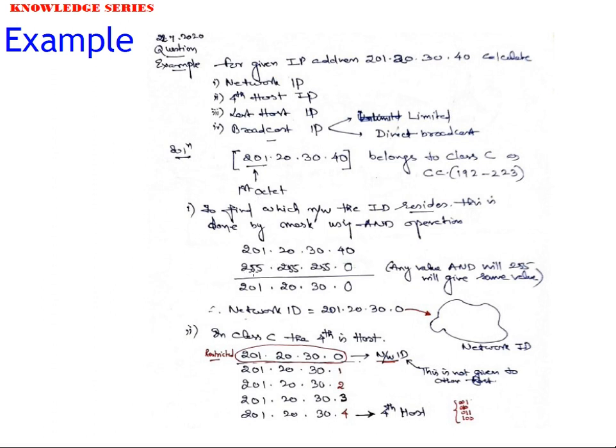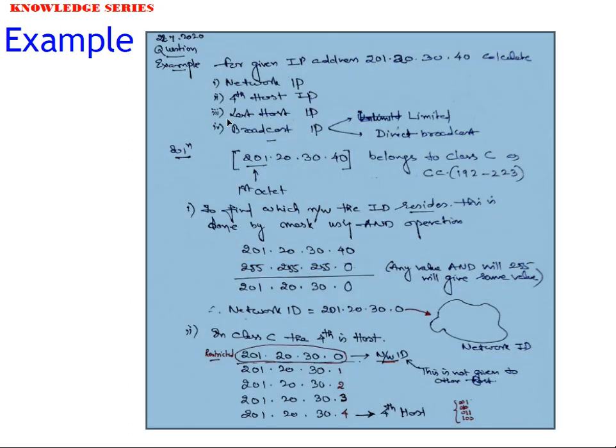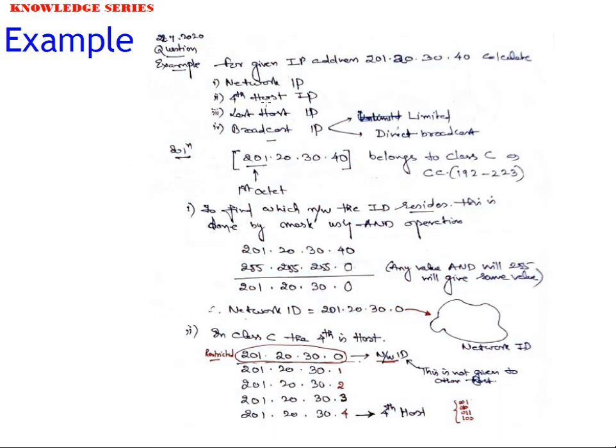Now from this IP, you are doing the masking, because this is a class C, so these three things will be 255. And you have got the first IP. Now from here, you have to find the fourth host. This is your network ID. First, you are going to find the network IP. Assume that this is like a network. So this is 220, 30 and 0. Now we have to identify the fourth IP.